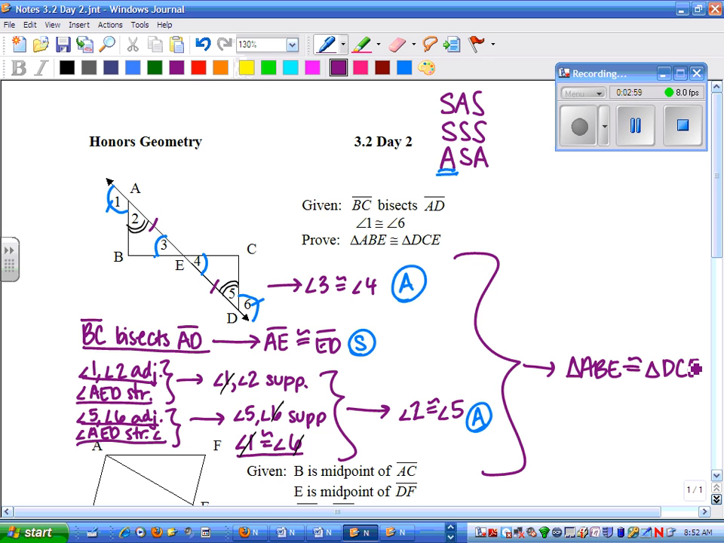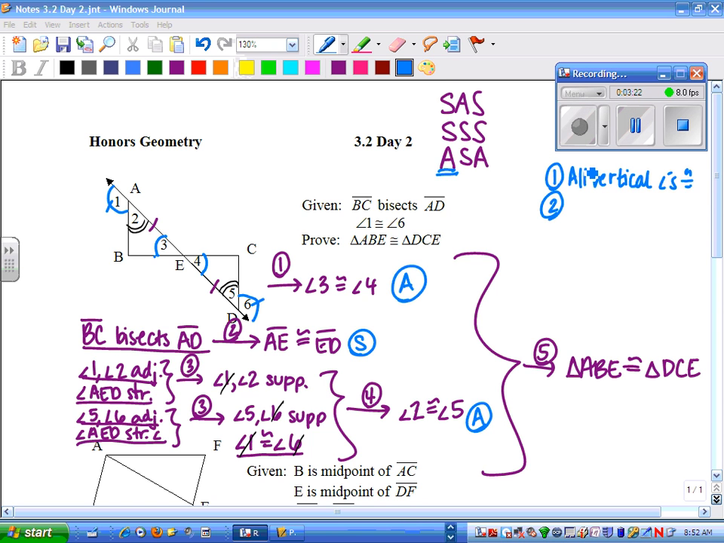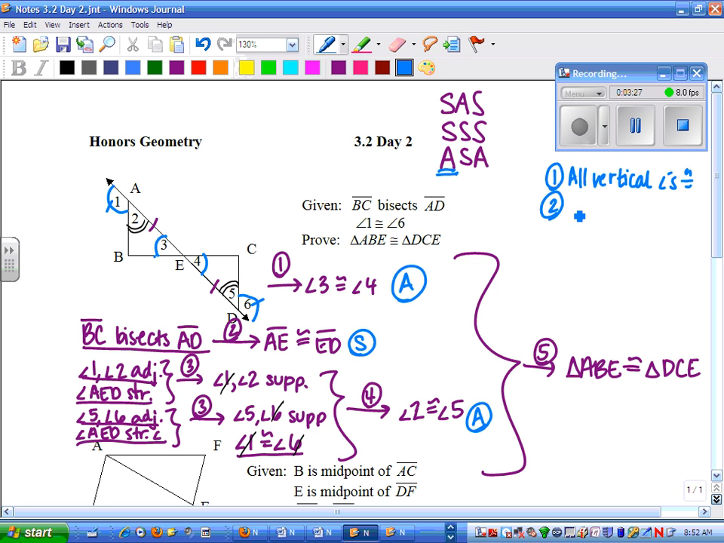Okay, go ahead and put your reasons down. I'm going to say this is 1, even though we did it last. 2, these are the same reason here. 1 here and the last one here. So my first reason, how do I know that angle 3 and angle 4 are congruent? That's because vertical angles are congruent. So I'm going to say all vertical angles congruent. Step 2, BC bisects AD. This is a definition of a bisector. It's a segment bisector because AD is a segment.